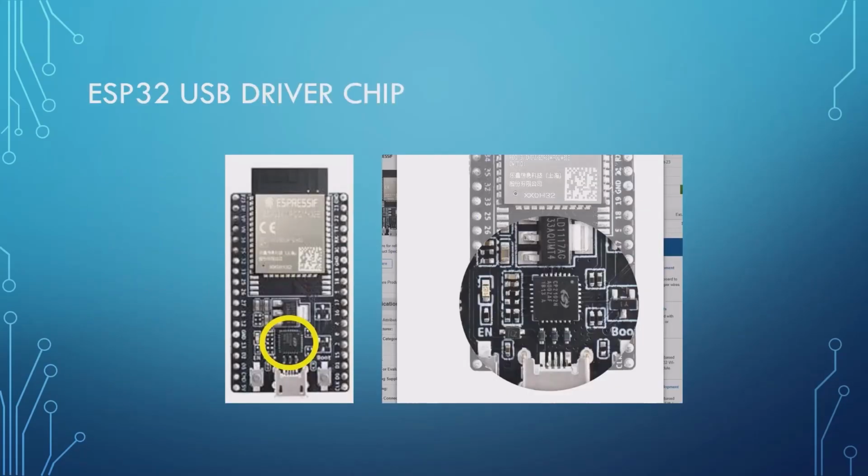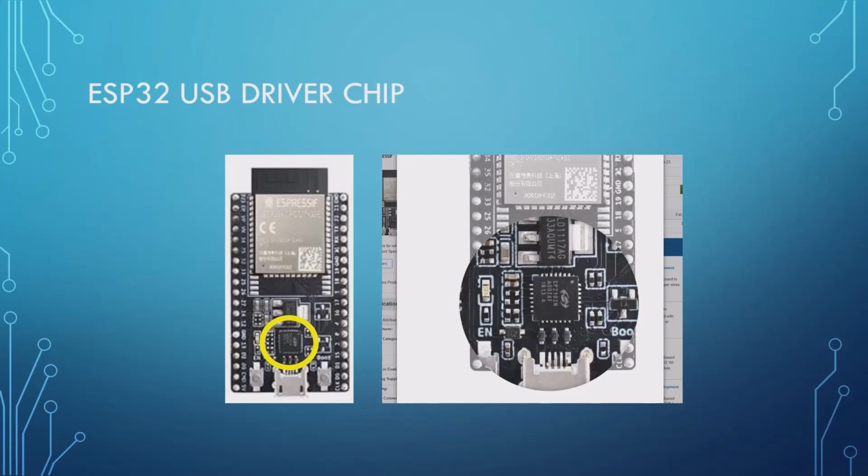So the first thing, as we're talking about the USB device drivers, there are two chips that are used on the dev boards that you're going to find out there. Normally, if they come from Espressif, they're using the Silicon Labs CP2102 USB UART or serial driver. The other ones you're going to find is a Chinese one, I think it's CH341.